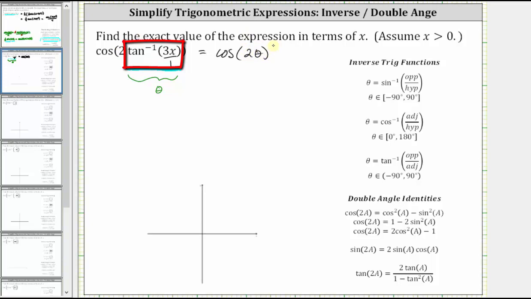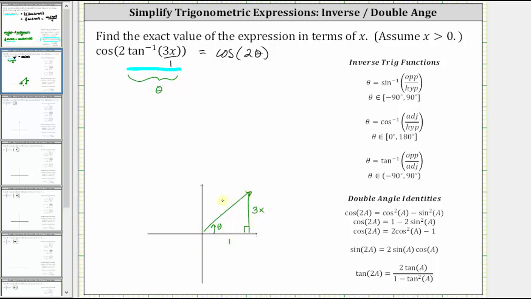And now for the next step, let's sketch the angle theta on the coordinate plane and then sketch the reference triangle. And because we are given that x is greater than 0, we know the angle theta must be in the first quadrant. So let's say this is the angle theta. And now let's sketch the reference triangle. We know tangent theta is equal to the ratio of the opposite side to the adjacent side, which means for our reference triangle, we can label the opposite side 3x and the adjacent side 1. So we have 3x on the opposite side and 1 for the adjacent side.